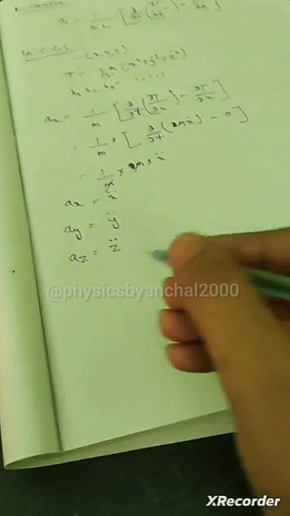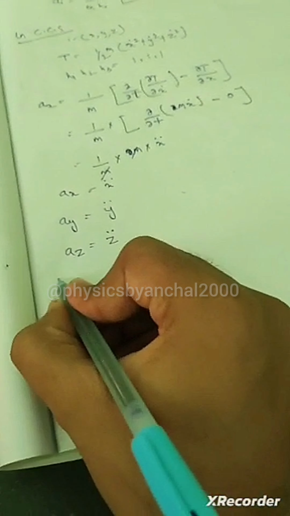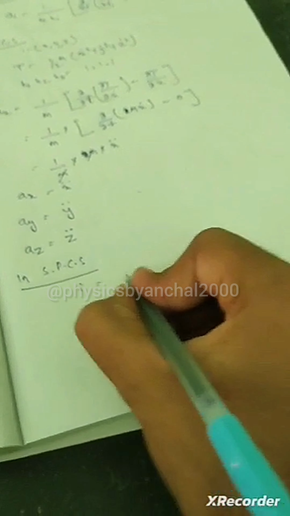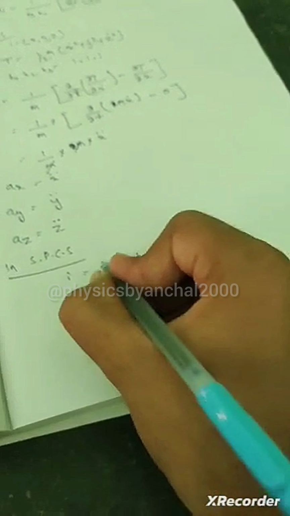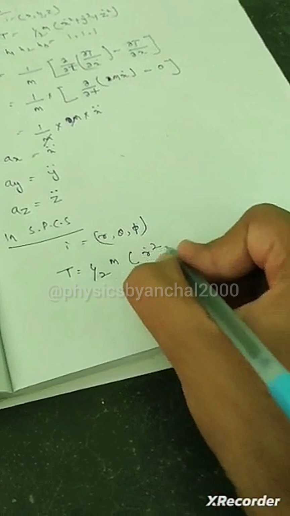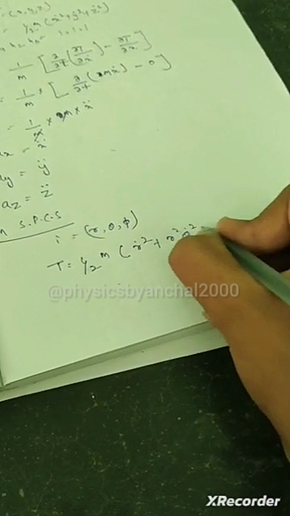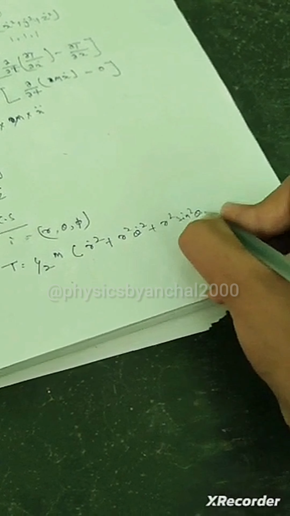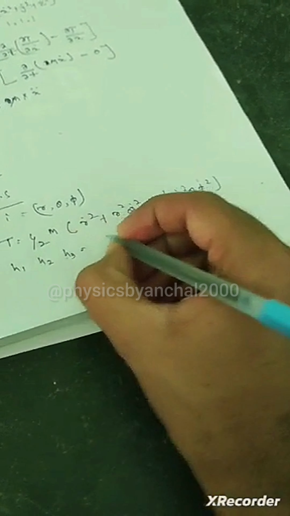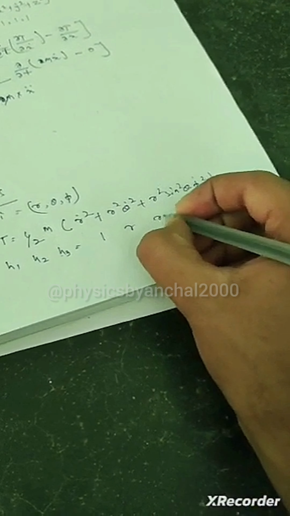But what about other coordinate systems? In other coordinate systems, this formula will play a very easy role in finding the components. Let's see how. In the spherical polar coordinate system, what is i? i can be r, theta, phi. And what is T? You remember, I wrote T as half m times r dot square plus r square theta dot square plus r square sin square theta phi dot square. And what are h1, h2, and h3? The h1, h2, and h3 are 1, r, r sin theta.